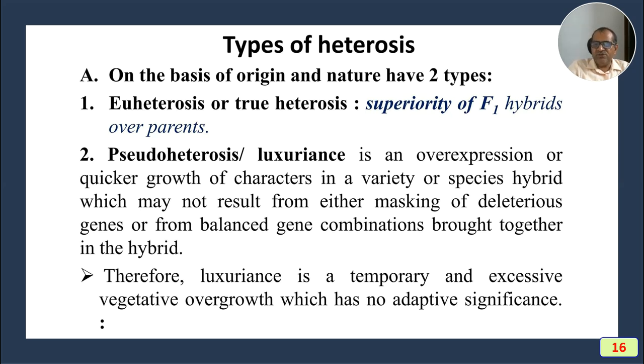Whereas pseudo-heterosis is luxuriance, an overexpression or quicker growth of the characters in a variety of the species, especially hybrids, which may not result from either masking of deleterious genes or from balanced gene combinations throughout the hybrid. Therefore, luxuriance is overexpression of a trait or temporary excessive vegetative overgrowth of a plant, which usually happens in plants and has no adaptive significance. So it's a temporary thing.